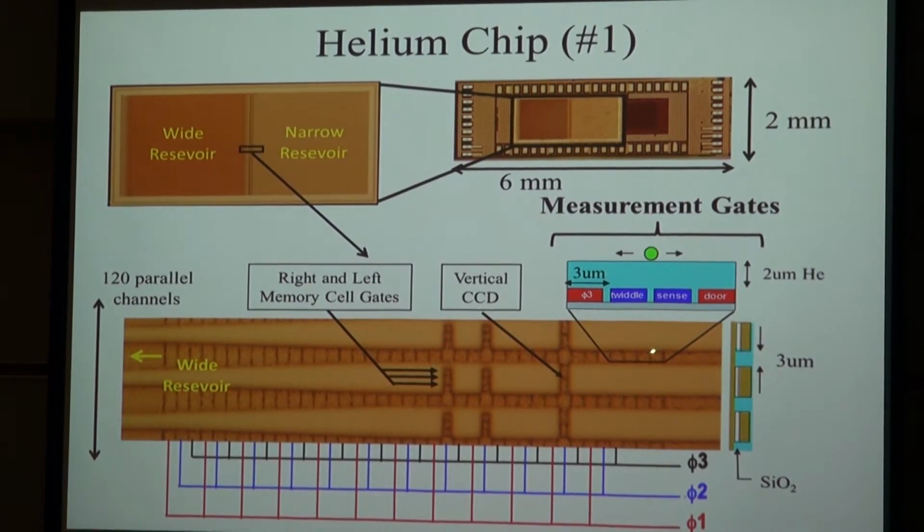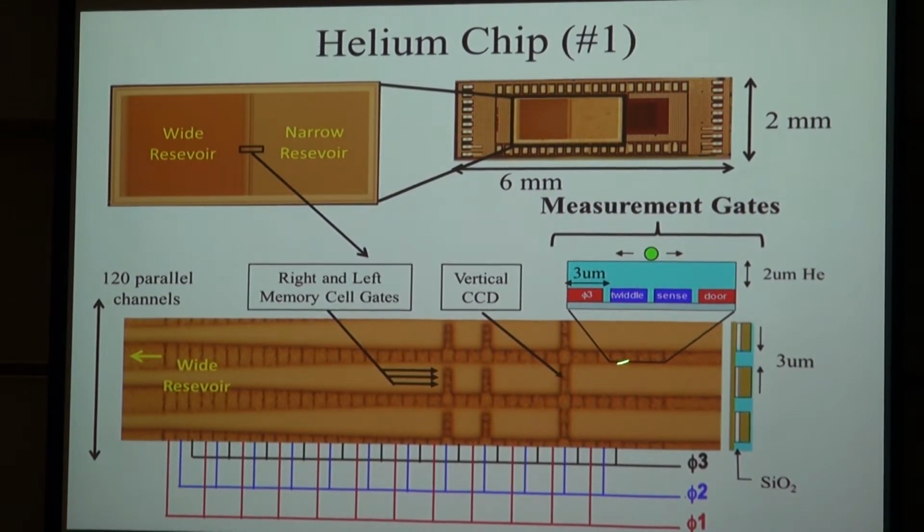The way we are going to measure them is, we're going to collect electrons over here. We're going to have our door that's going to let electrons into this region here. We then have a gate that we're going to use, a sense gate. This one has 120 parallel channels, and we run them all in parallel. So that sense gate will be measuring electrons in all the channels. We have a gate that Forrest named the twiddle gate, because we twiddle the voltage there. That pushes the electron back and forth, and we can sense when that electron goes over the sense gate.